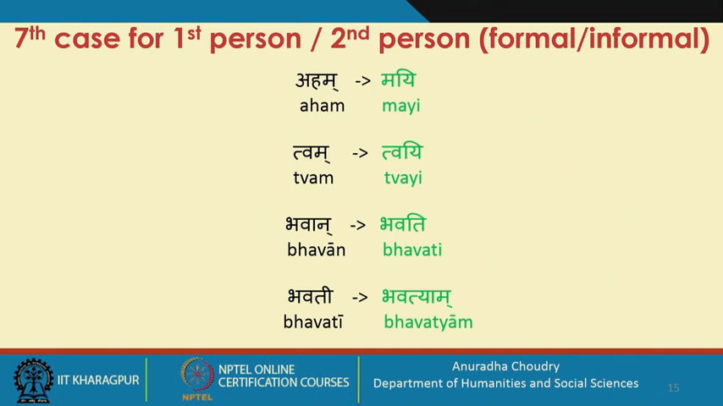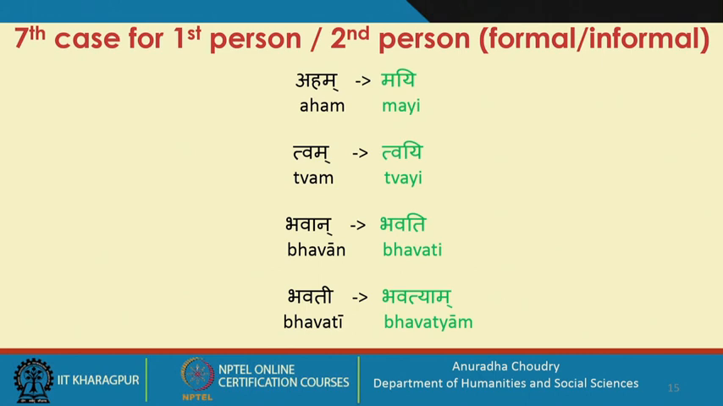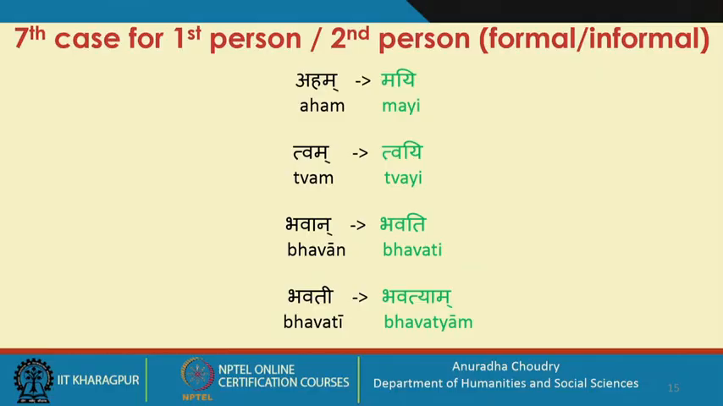I just demonstrated to you how a dialogue can happen using this seventh case with different nouns. What I want to introduce next is the pronouns and how they behave in the locative case. So here we go. Mayi daya asti, or compassion. So aham becomes mayi. Tvam becomes tvayi. Bhavan becomes bhavati. You have to be very careful because the next word for the feminine is bhavati. A little difference in the length of the vowel will completely change the meaning. Sanskrit really demands this precision of pronunciation at every stage.